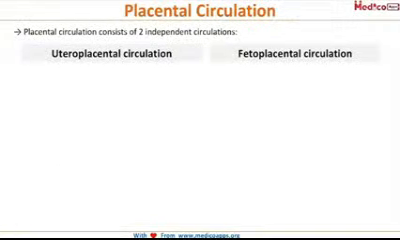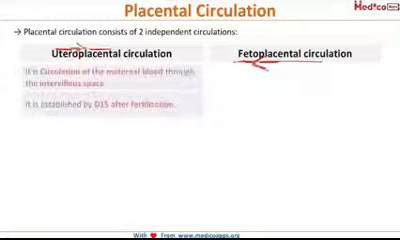Now we'll summarize the placental circulation. It has got two parts, as I told you. Uteroplacental circulation, that is the circulation from the mother to the placenta, and the fetoplacental circulation, that is from the placenta to the fetus. Now let's talk about the uteroplacental circulation.